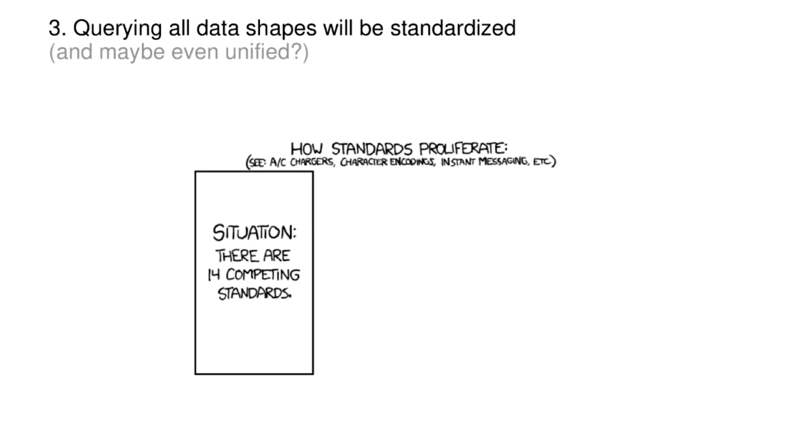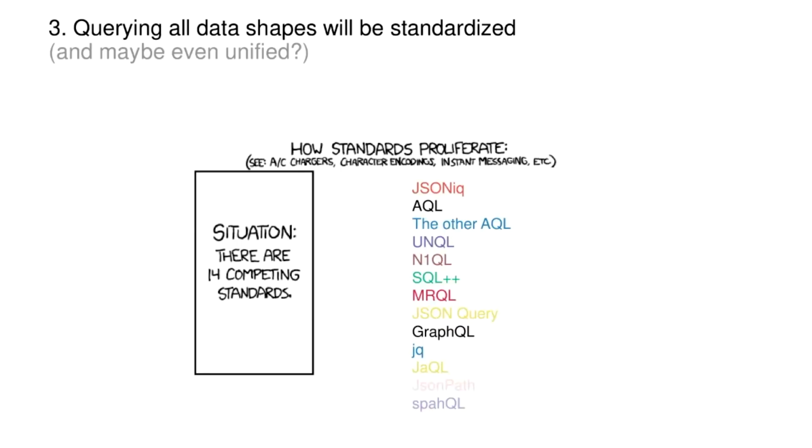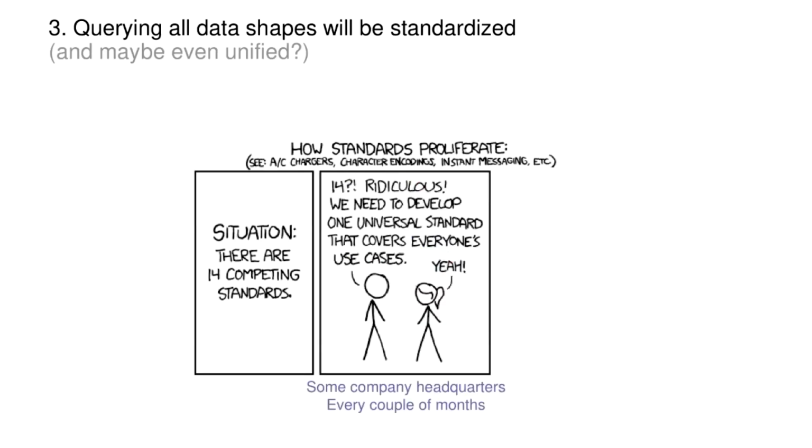I like this comic. It's an XKCD, where you have a situation. Who knows this one? You have 14 competing standards. That's actually pretty much the case, even though it's beyond 14 now, probably at 30 or 40 by now, all the languages that exist for querying JSON-like data.